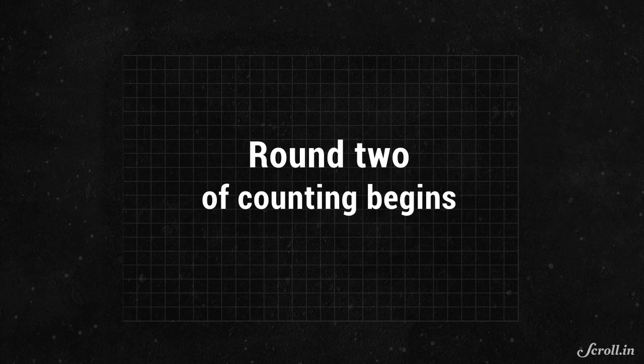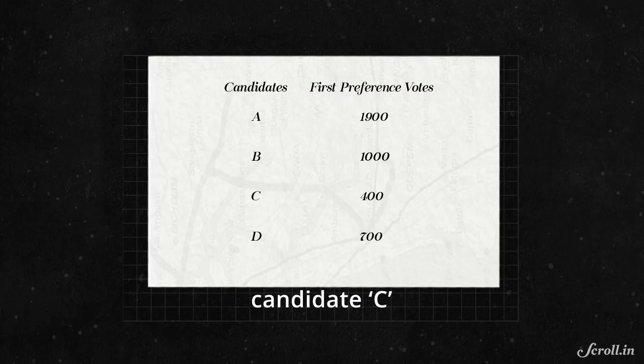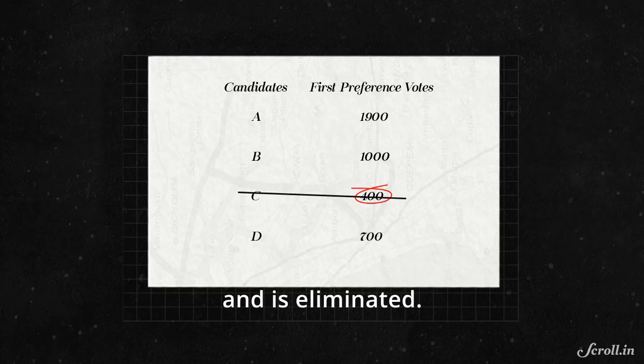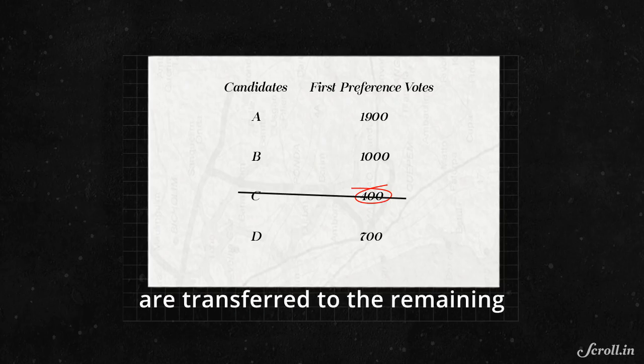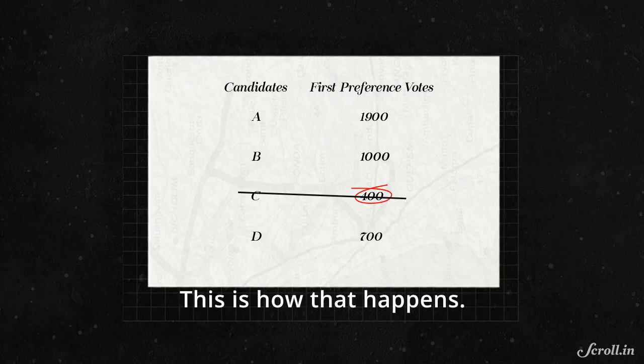We move to round 2 of counting, where second preference votes come into play. Here, candidate C had the least first preference votes and is eliminated. His 400 votes are transferred to the remaining 3 candidates depending on how many second preference votes they got. This is how that happens.